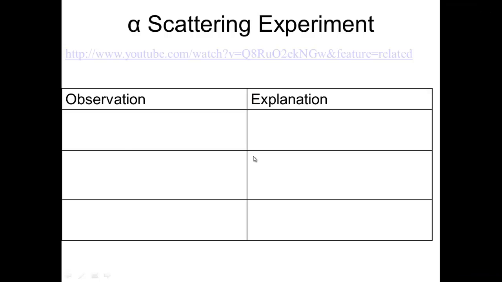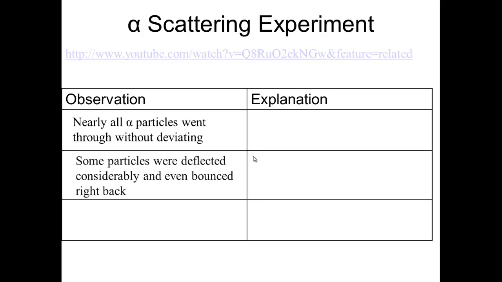So, the first observation was that nearly all the other particles went through without deviating. The second observation was that some particles were actually deflected by a really large amount, and so they almost bounced back. It was a bit like firing a bullet at a pillow and having the bullet bounce back from the pillow. It was just not expected.